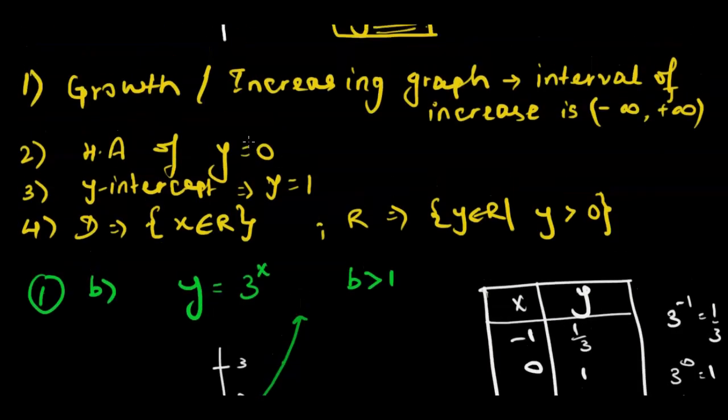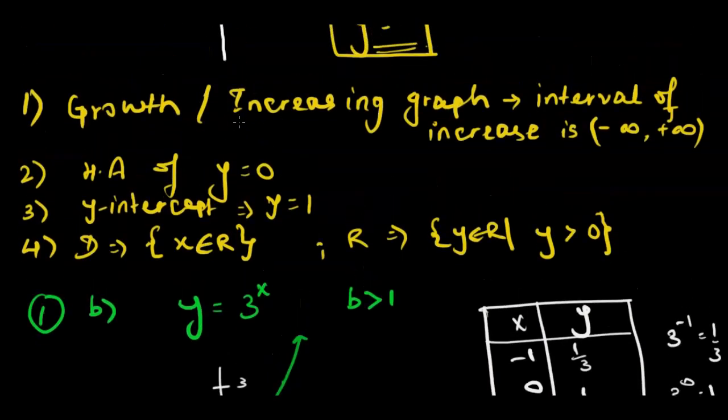When we look at the yellow characteristics, this also has the same characteristics, an increasing graph. Horizontal asymptote is y = 0, y-intercept is y equal to 1, domain is x ∈ ℝ, range is y ∈ ℝ, where y is greater than 0. So all these characteristics are the same when the b value is greater than 1.